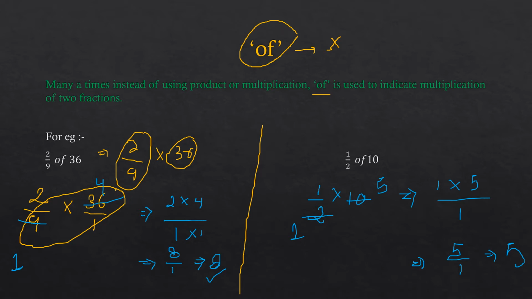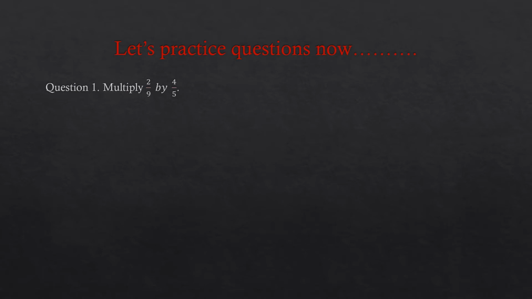Okay, now let's proceed. Let's practice now. Question 1 asks: multiply 2 by 9 by 4 by 5. Okay, we have to multiply 2 by 9 by 4 by 5. We will solve this question. Let's see the solution of this question, how we will solve it. We are having 2 by 9, we have to multiply 2 by 9 by, we will not use here "by", we will use multiplication because we have to multiply both of them, and 4 by 5.